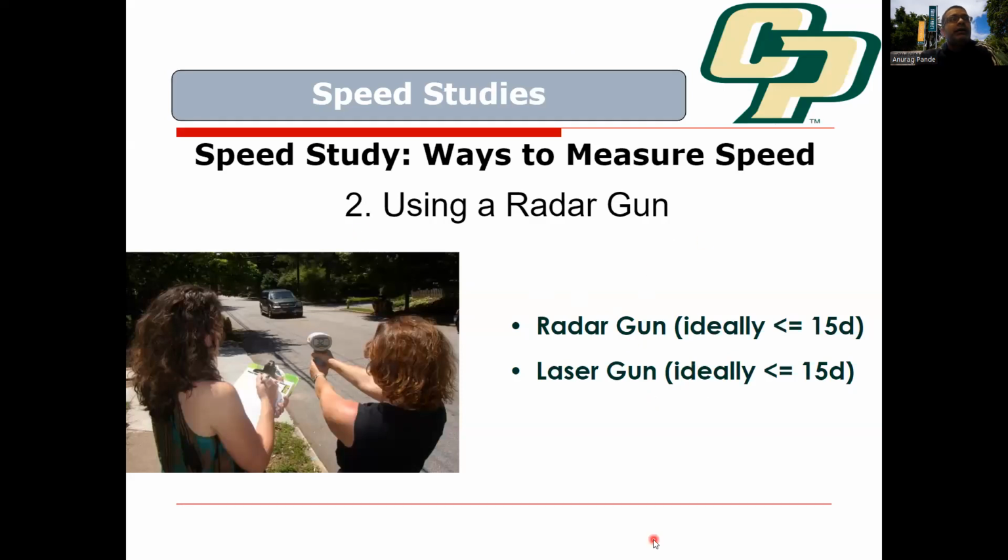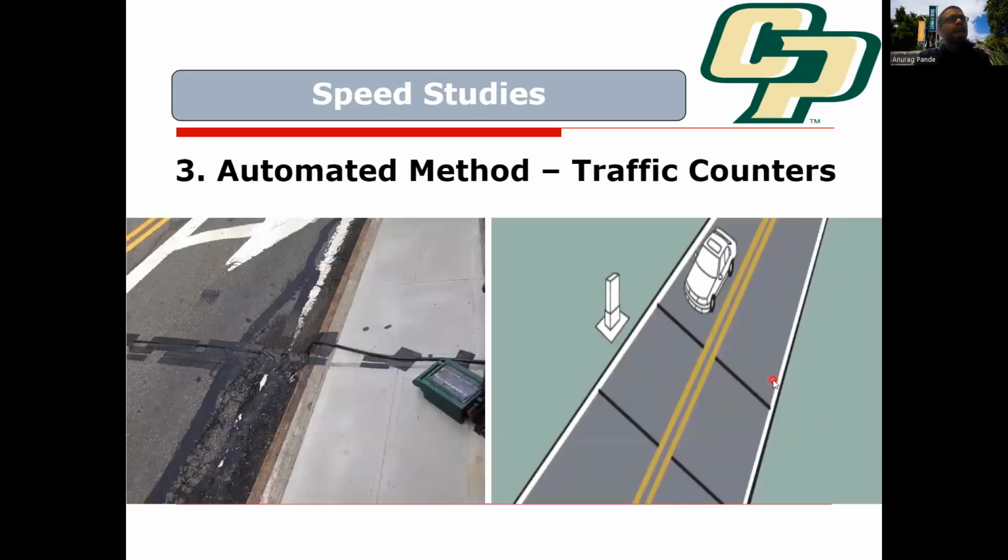So when you're using a radar gun, you have to be very careful how you're collecting that data. Ideally, we want a less than 15-degree angle. If you have a laser gun, the same thing: less than 15-degree angle, to make sure that our errors are minimal in nature, and we can still live with that. We'll live with those levels of errors.